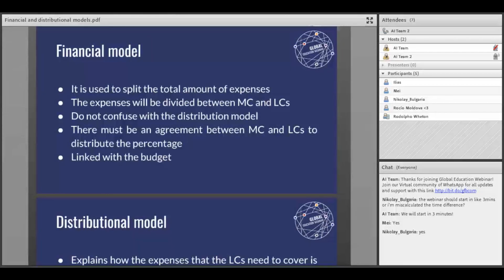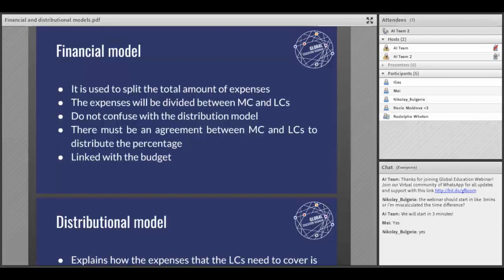Alright, so for the first one, we're going to talk about the financial model. The financial model is used to split the total amounts of expenses. The expenses will be divided between MCs and LCs, and do not confuse this with a distributional model.